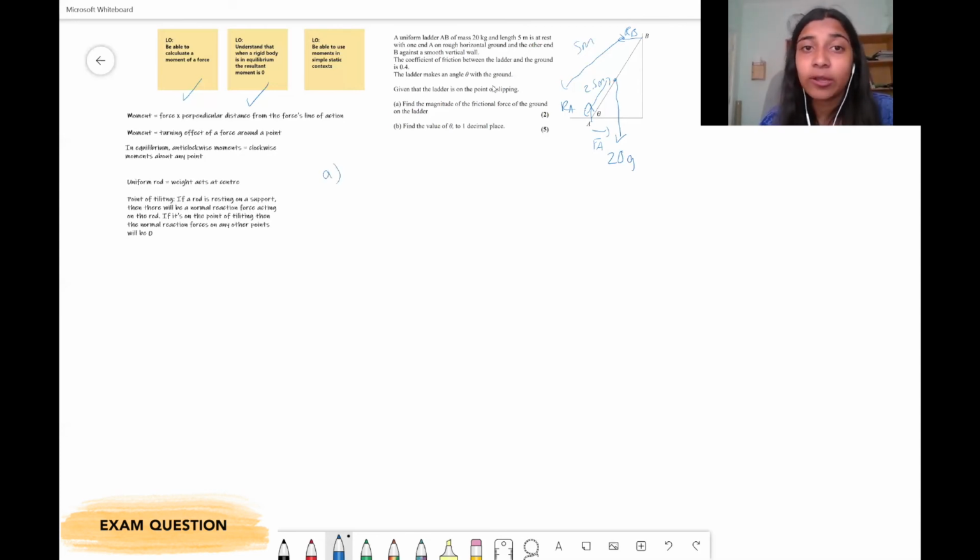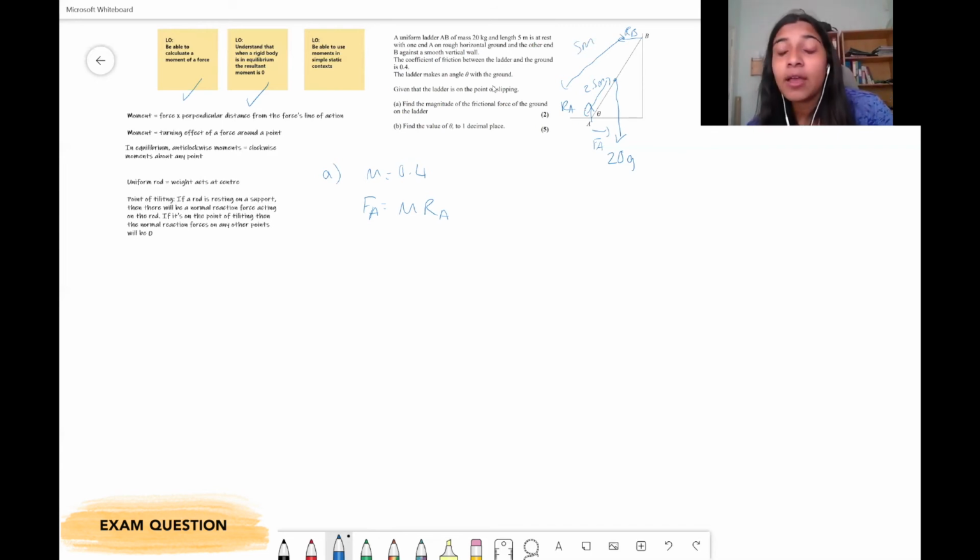Because we know our coefficient of friction mu is 0.4, and because it's at the point of slipping, if you remember from our friction video, you could just say F is equal to mu R. You could say F of A is just equal to mu times R of A. If you resolve vertically, you'd be able to find your R of A, because remember, that's at rest, and using Newton's third law of motion, every force has an equal and opposite reaction.